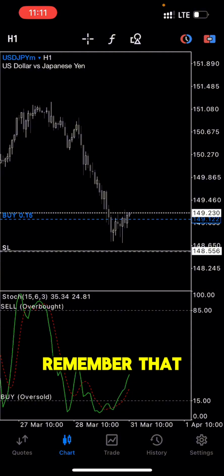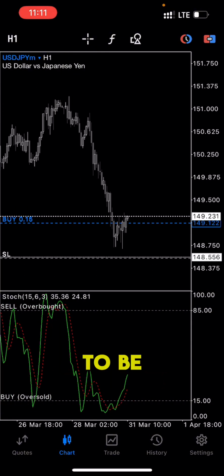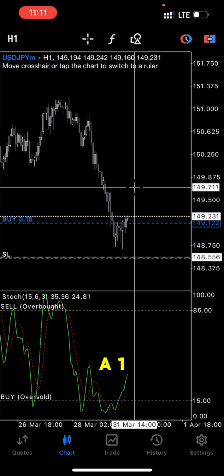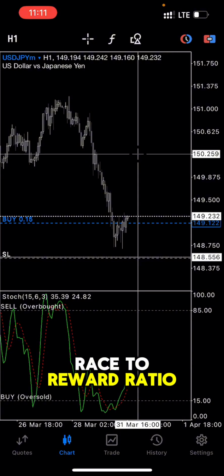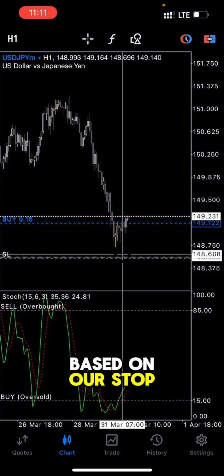Now guys, remember that this strategy works on every pair. All you have to do is you have to be very, very patient. Once price reaches here, we should have like a 1-to-1 risk to reward ratio. This would be a 1-to-2 and a 1-to-3 based on our stop loss position.